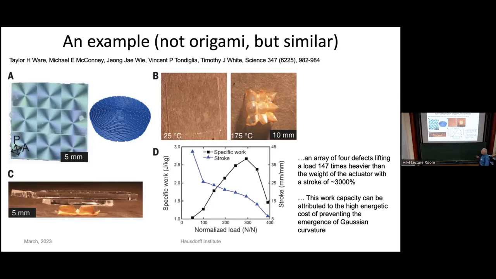It undergoes a phase transformation by, I think, shortening along the axis and fattening in a direction perpendicular to the axis. Okay? And because of that, if you pattern it like this and you raise the temperature from 25 to 175, it forms these wonderful cones. But it's still a very thin sheet.